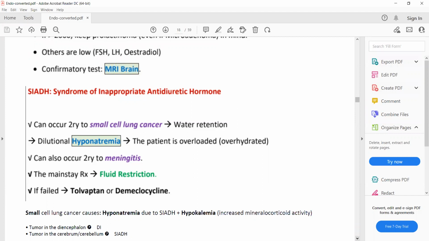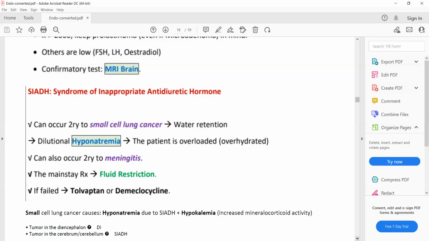Or if there is a problem in the diencephalon, such as hypothalamus, thalamus, subthalamus, epithalamus, which are a part of diencephalon, then it will result in diabetes insipidus. So diencephalon for diabetes insipidus and cerebrum for SIADH. Don't forget this point.